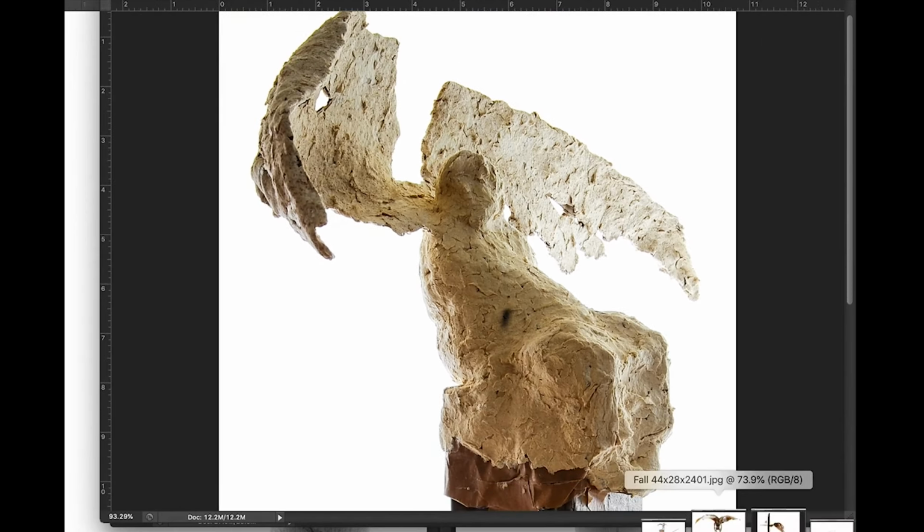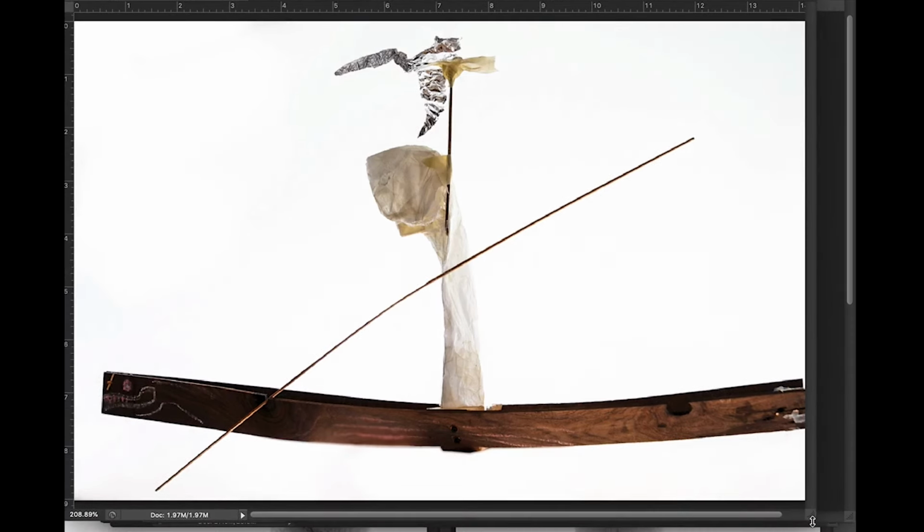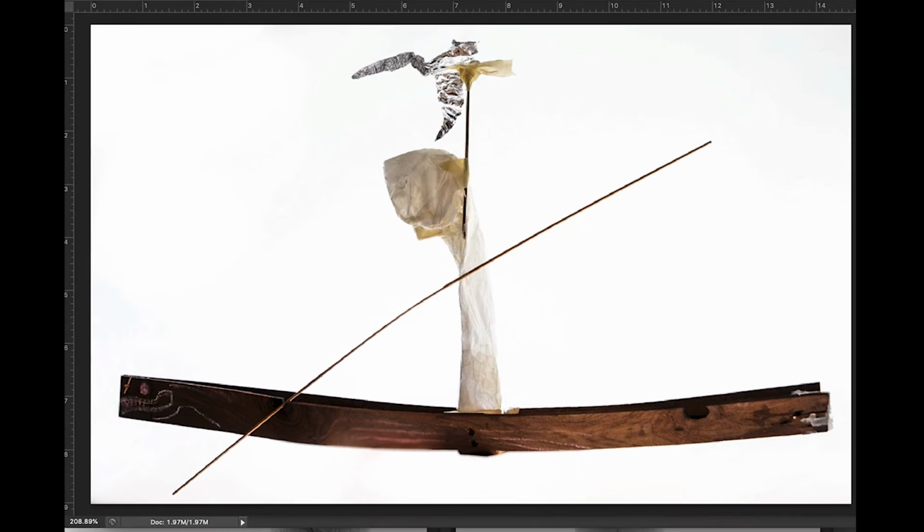So another example is using all kinds of materials. In this particular case, the boat is made out of wood planks. The sculpture is Heron's Ride. The heron is made out of paper only, and then this flying bird is made, as you can see, from foil.